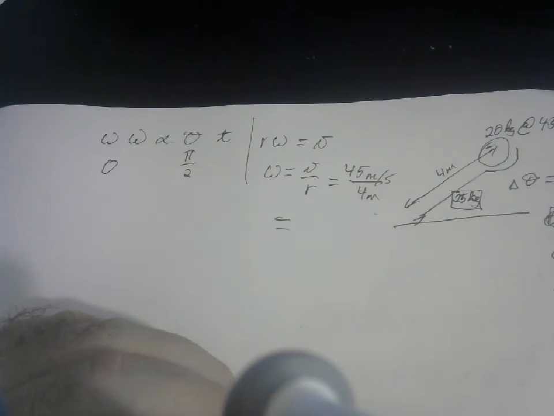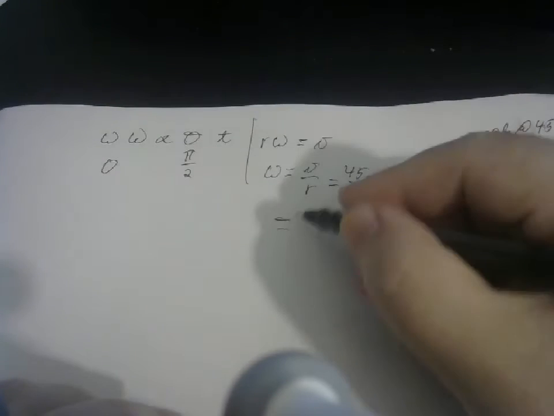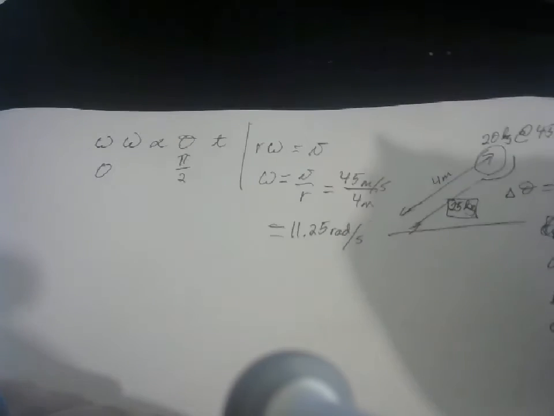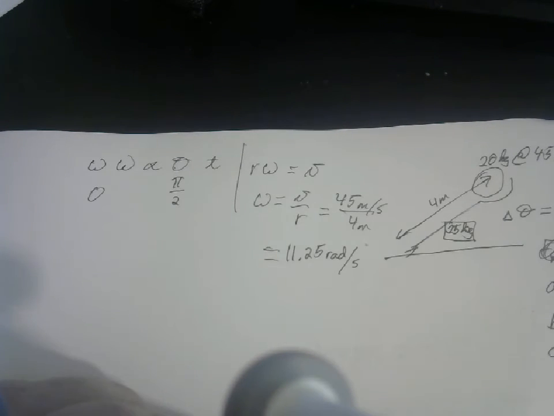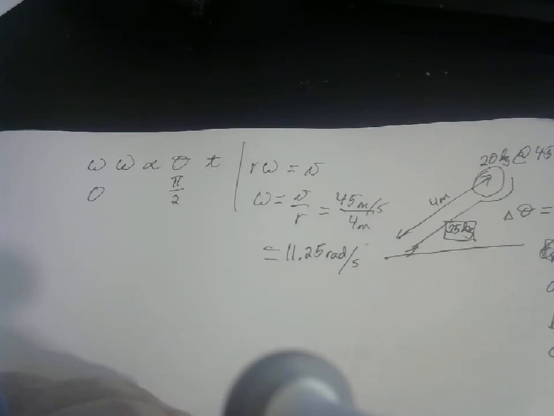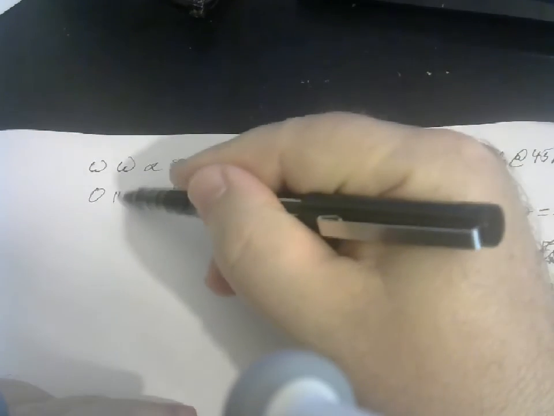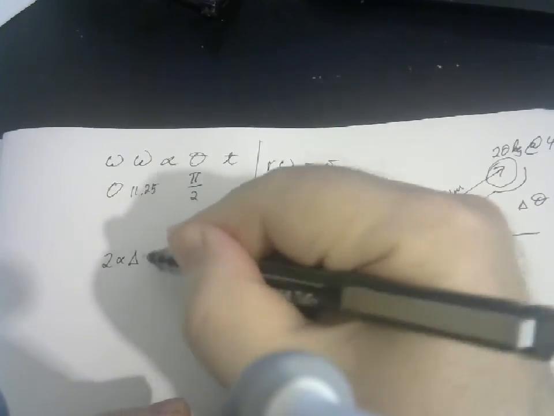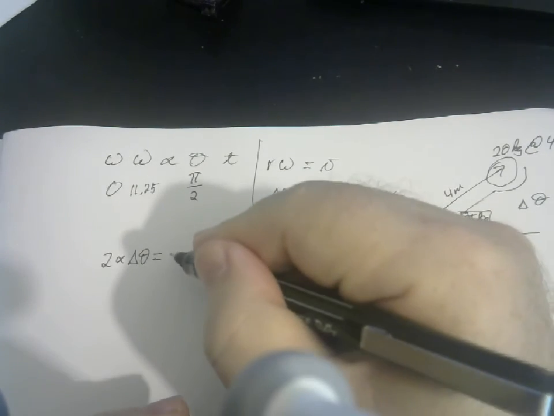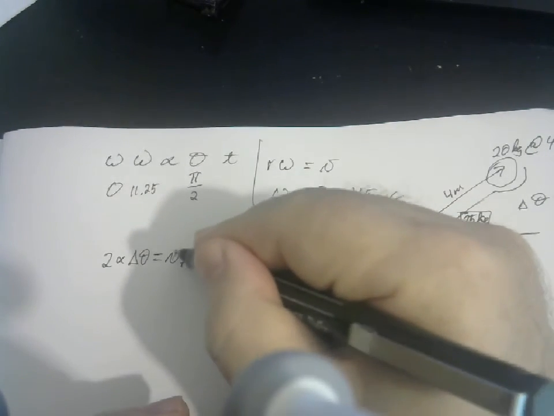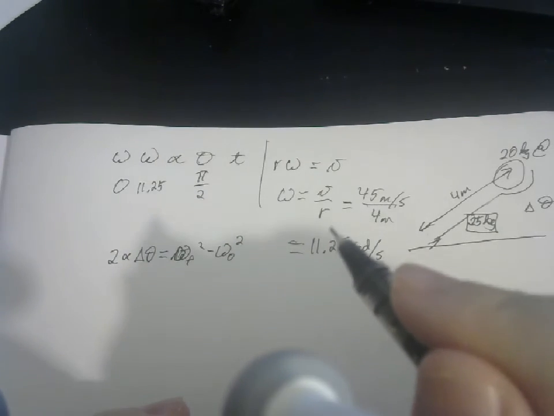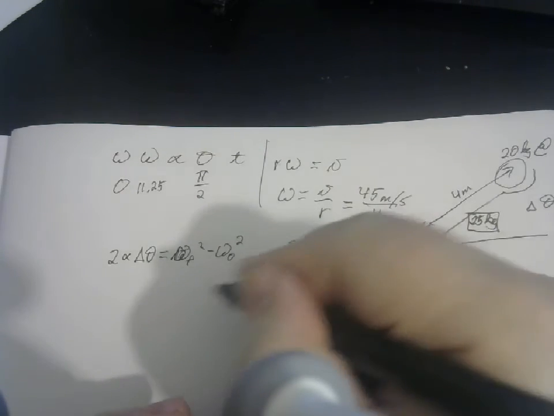That comes out to be 11.25 radians per second. All right, so we'll plug in 11.25 there. And we can calculate alpha now from 2 alpha delta theta equals omega final squared minus omega initial squared. And that will be 11.25 squared.